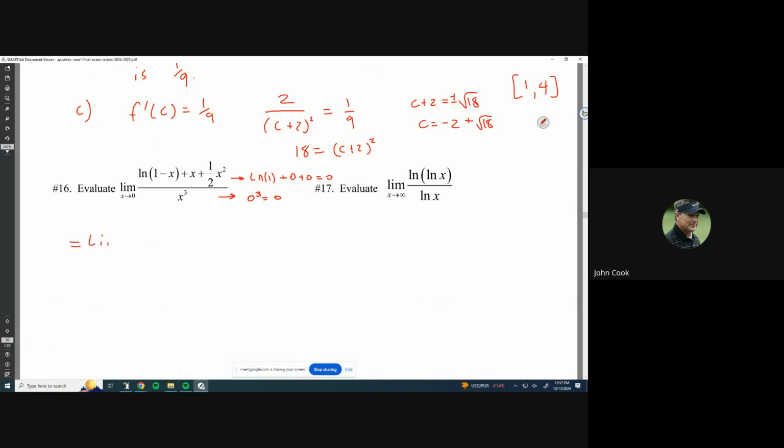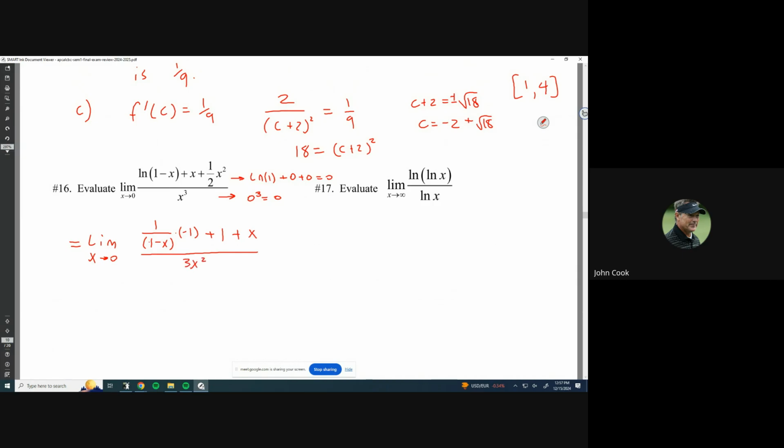I do the derivative of the top and the bottom. So the derivative of natural log of 1 over x is 1 over 1 minus x, and then times the derivative of the inside, which is negative 1, plus the derivative of x, which is 1, plus the derivative of 1/2 x squared, which would just be x. And then that's all over the derivative of x to the third, which is 3x squared.